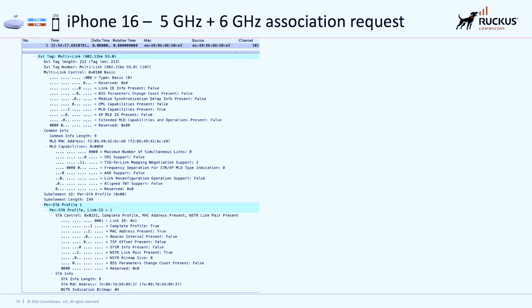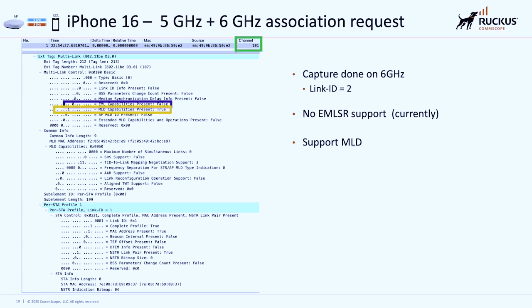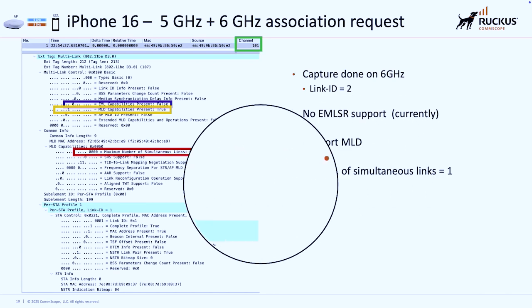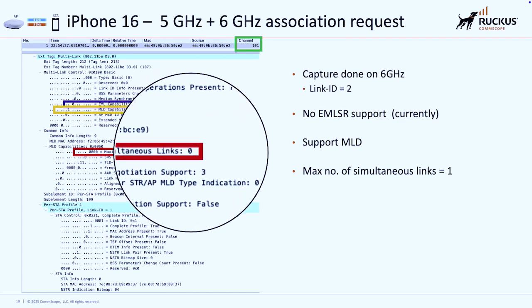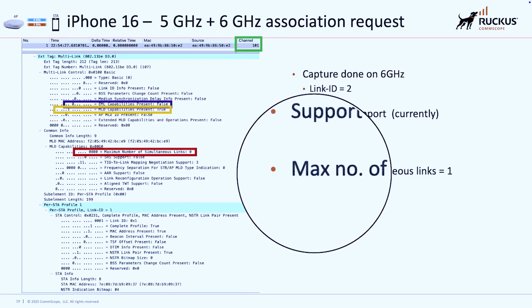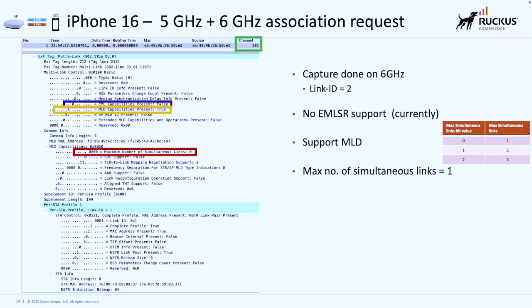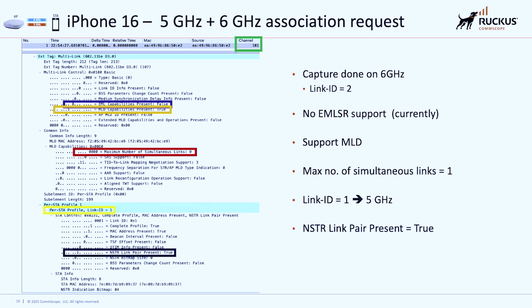Now we are going to quickly look at the 5 and 6 GHz. If we do the association here, the beginning is quite the same, so no support of EML-SR at that stage. And if we look at the maximum number of simultaneous links, we have the value of 0, which means the max simultaneous link is 1. So we cannot do STR because we need two links at the same time. And if we look at the link ID 1, you will see that NSTR is true, meaning that it does not support STR in that specific mode. When I say mode, I mean 5 and 6 at the same time.